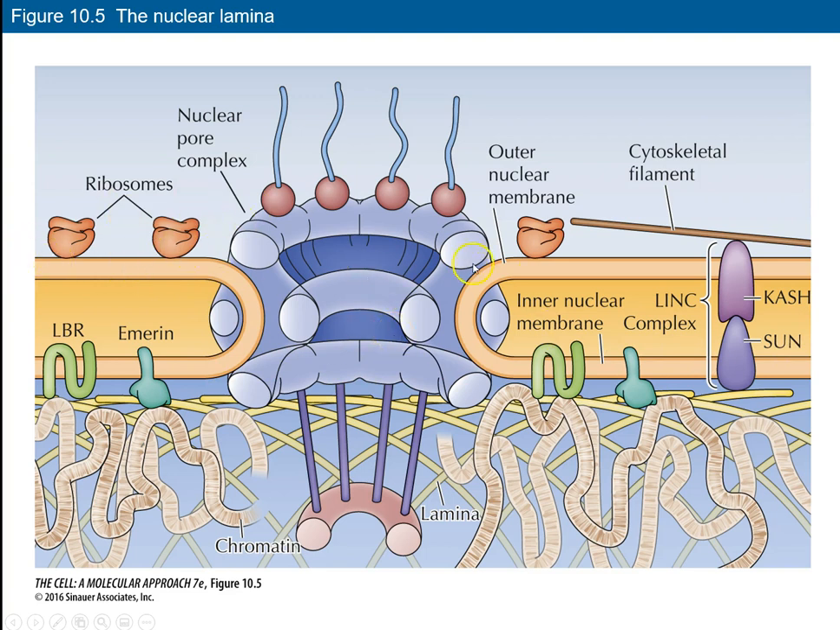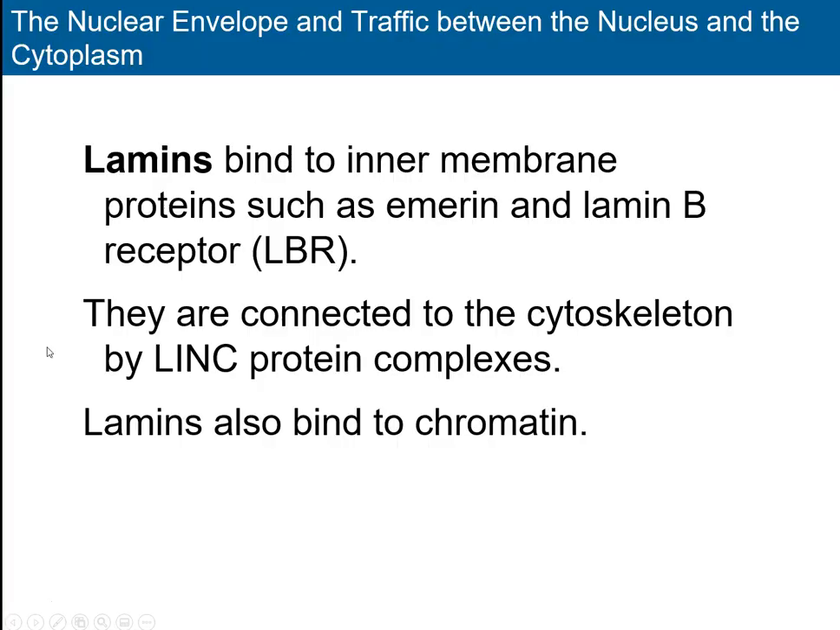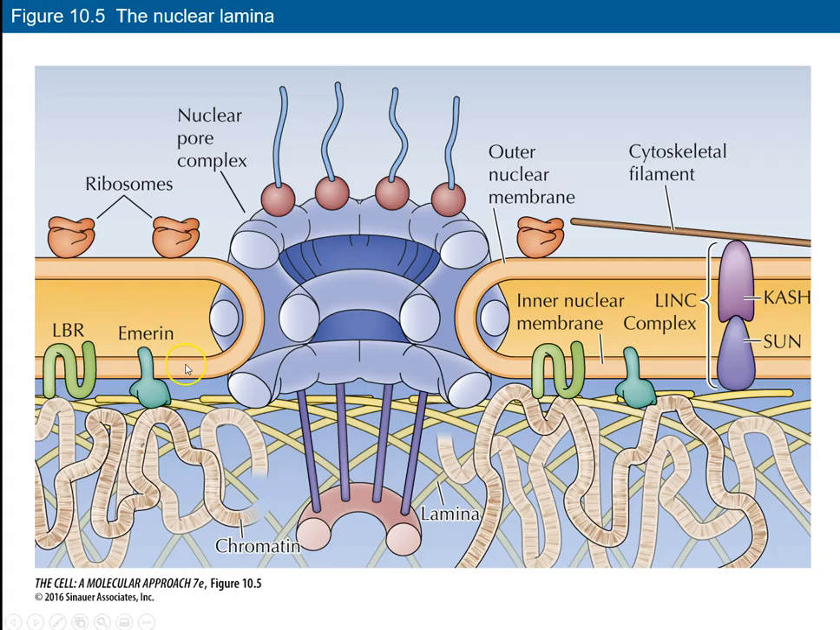You can see some ribosomes sitting on here because we said that the outer nuclear membrane is continuous with the endoplasmic reticulum, okay? So that's why you see that. You can see here, we mentioned this lamin B receptor, LBR, and we mentioned emerin. These are integral proteins that span through the inner membrane, and they also attach to the lamina. The lamina is in yellow, okay? And it's also showing you chromatin that is associated with the lamina. And so you can see the same thing here.